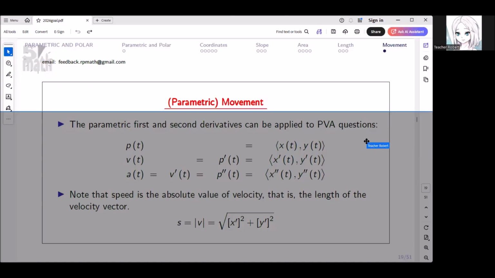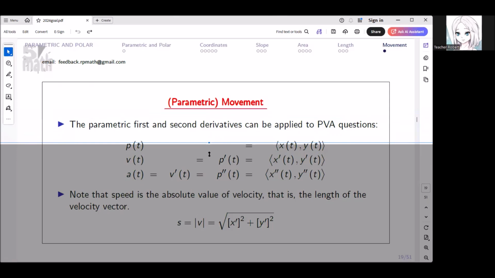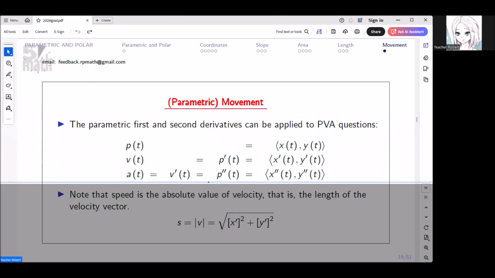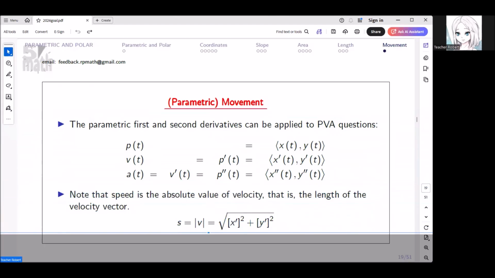Parametric movement. The parametric first and second derivatives can be applied to position, velocity, acceleration questions. And we have the following. Note that speed is the absolute value of velocity, that is, the length of the velocity vector. And we have the following.